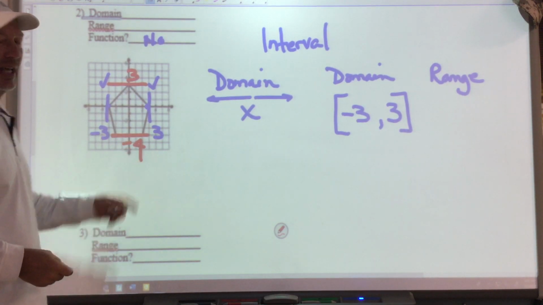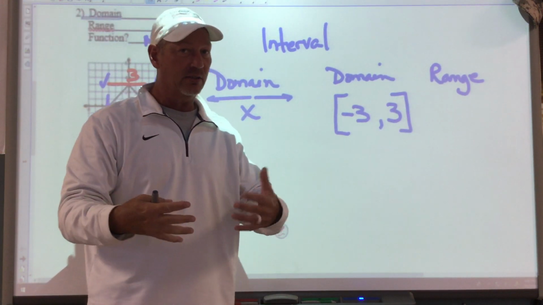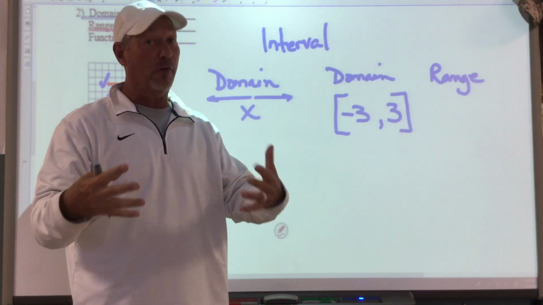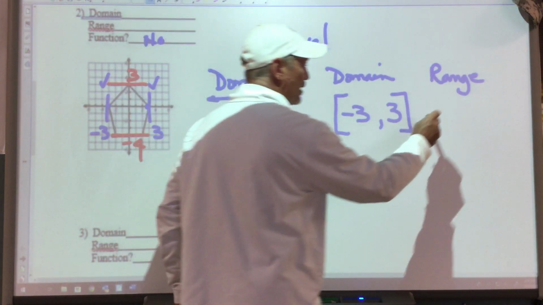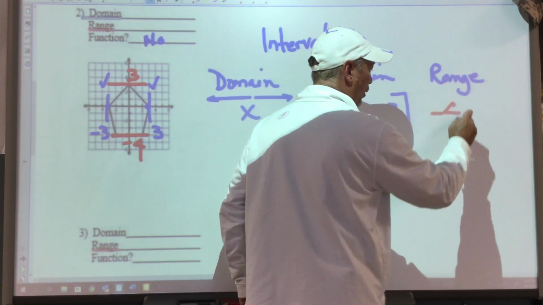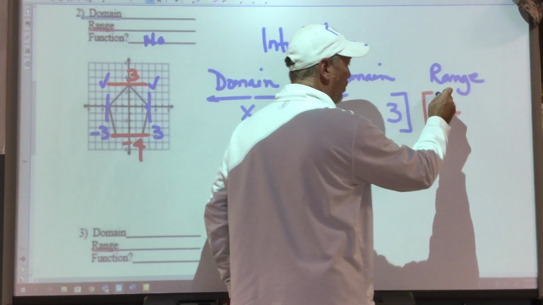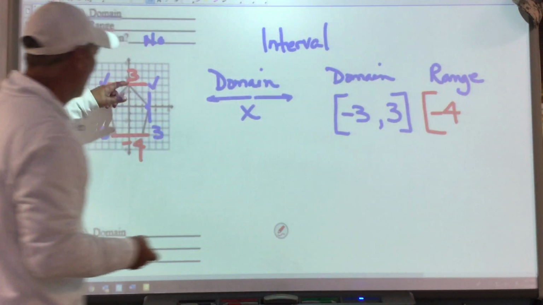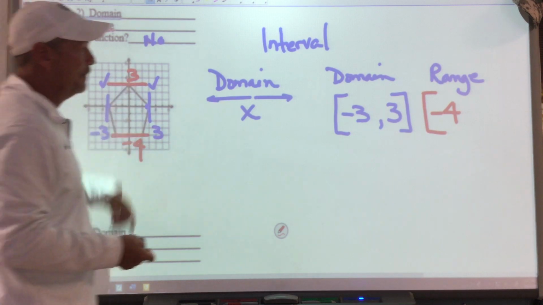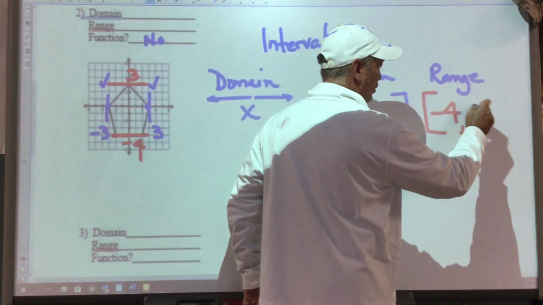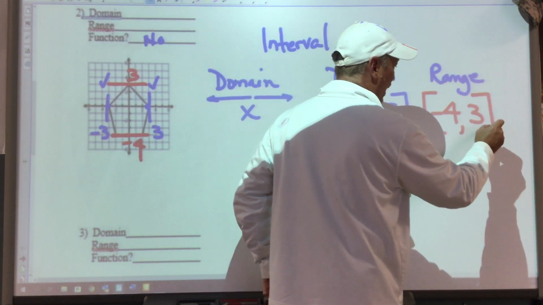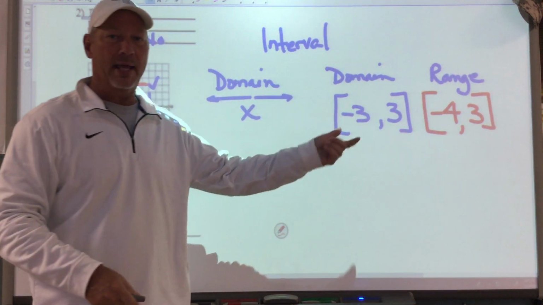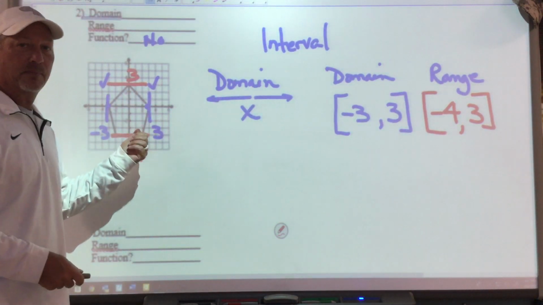So my range, and we usually go smallest to biggest. You don't have to, but we prefer it that way. I made contact at -4, so it gets a hard bracket. I made contact at a 3, so it gets a hard bracket. That would be your range for this graph.